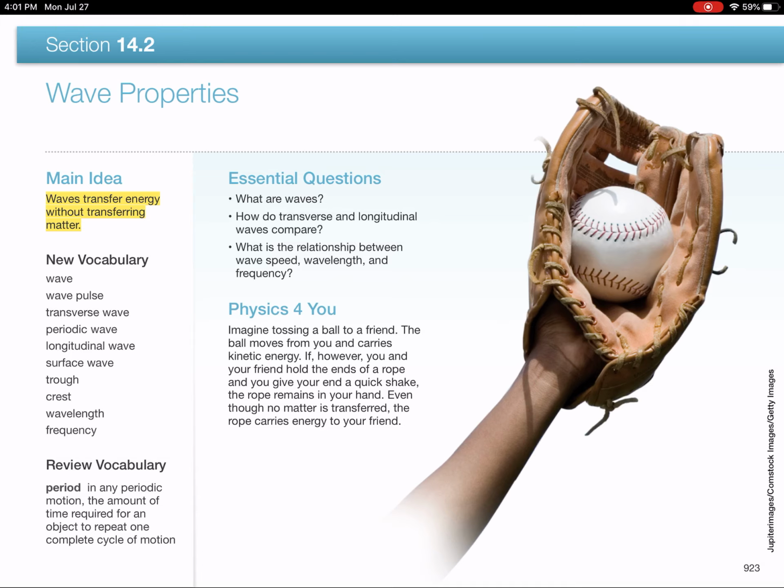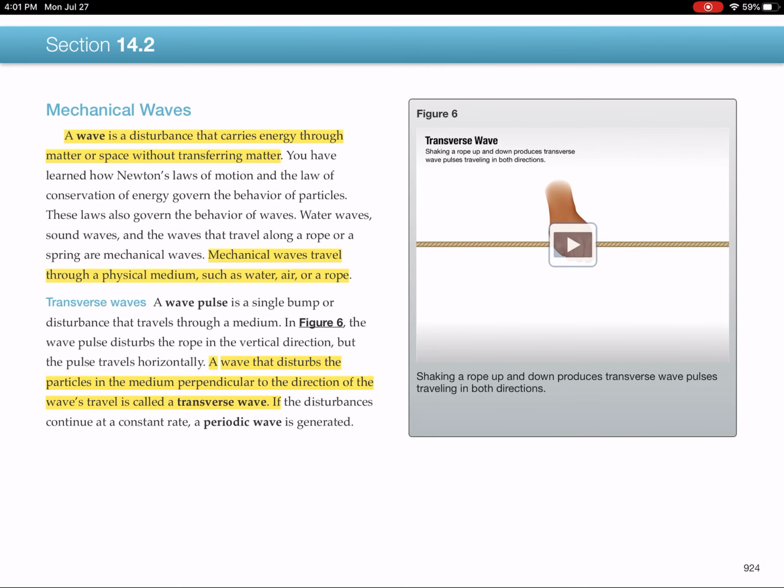So let's go. Wave properties, main idea. Waves transfer energy without transferring matter. That is really important. As it says on the top of this next page, a wave is a disturbance that carries energy through matter or space without transferring matter. And whatever the substance goes through, whatever the energy goes through, that's the medium. And so mechanical waves travel through a physical medium, such as water, air, or maybe a rope.